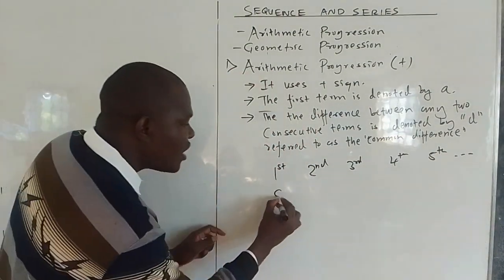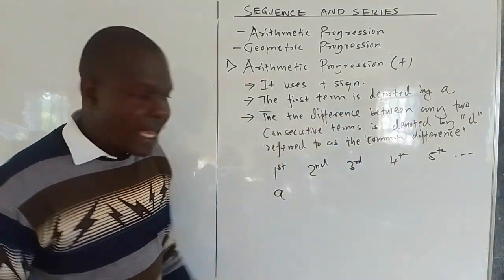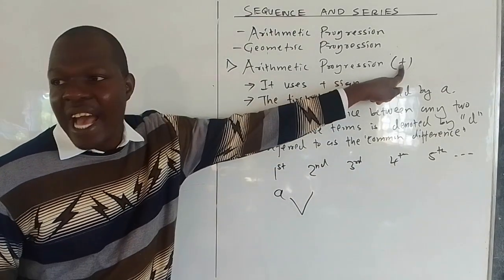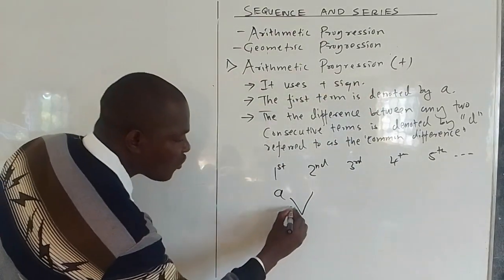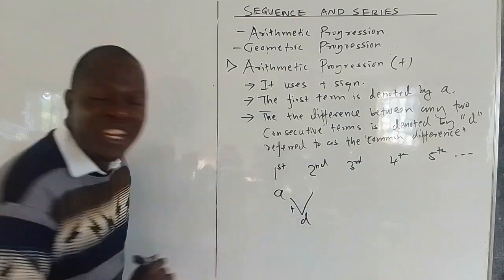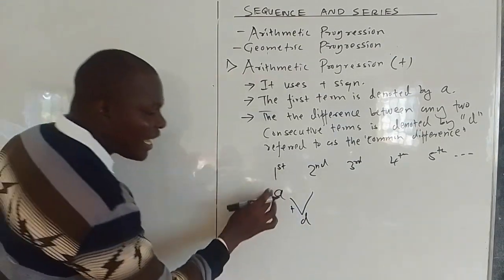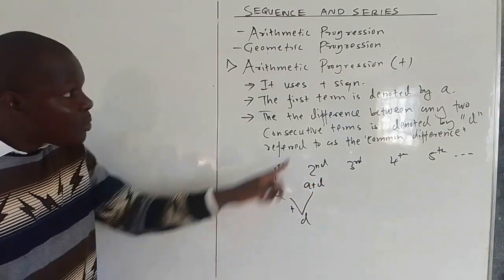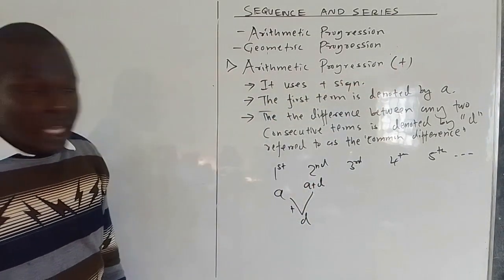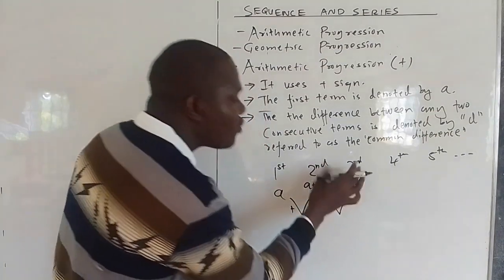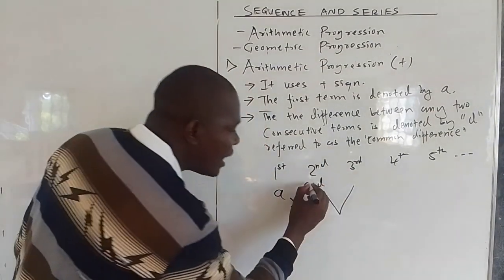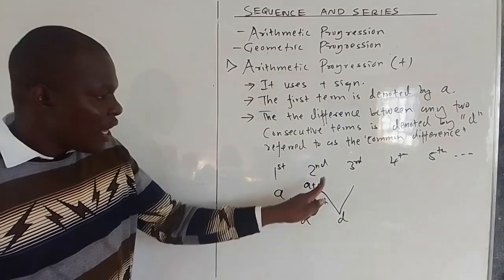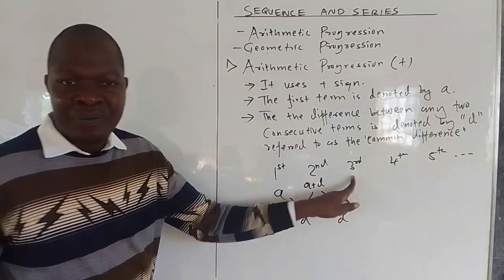So the first term we've said is denoted by A. Then for us to get the second term, we've said this series uses what sign? Addition sign. So you add the difference between them, isn't it? Meaning A plus D, you get the second term. Then for me to get the third term, because between the two consecutive terms, it will be A plus D, then plus your common difference between the two terms, isn't it? So A plus D, what do you get?